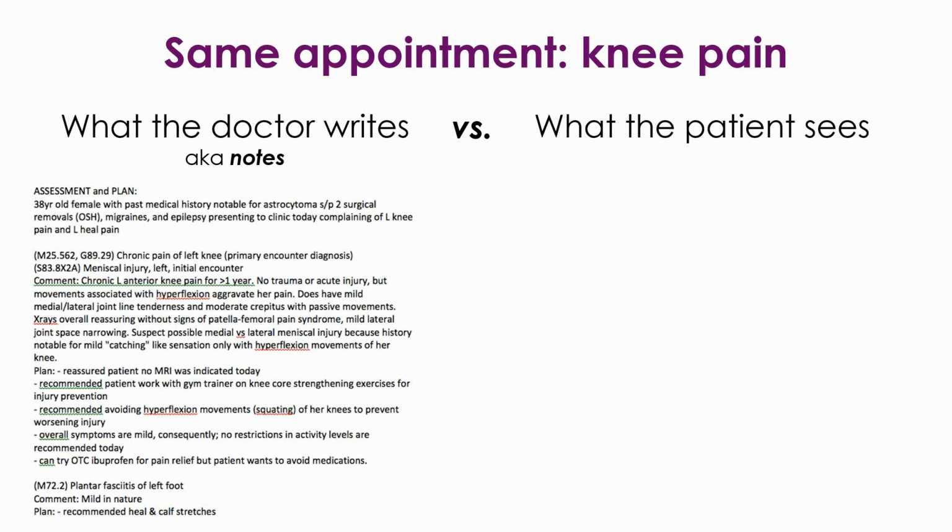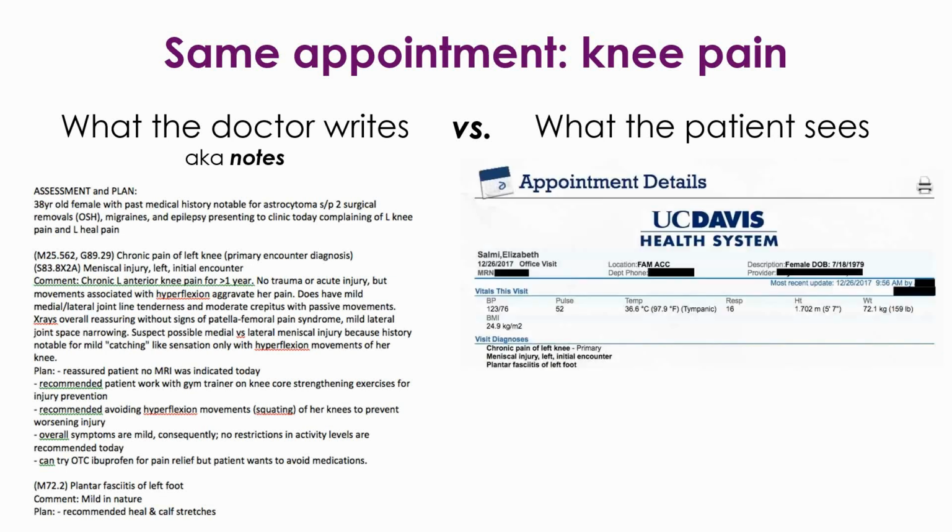So this is a note, shared with permission, from our colleague Liz. People sometimes say, why do we need to share the note? We give them this after visit summary. This is what she was given as an after visit summary from her UC Davis health system, which, as you can see, has very little information. It just has her vitals and the diagnoses that were put in the problem list, and not much else.